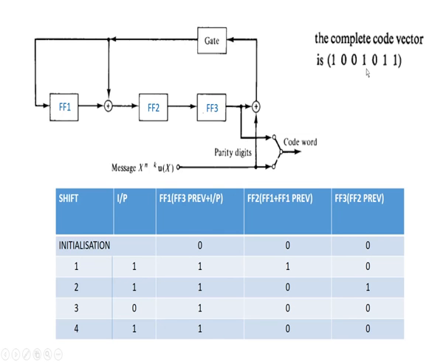So this way we can realize an encoder in systematic form. So this is the encoder of cyclic code in systematic form. In the next class we will study the syndrome decoding of cyclic code.